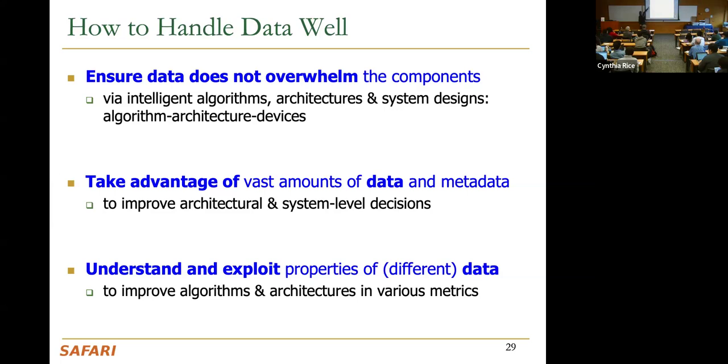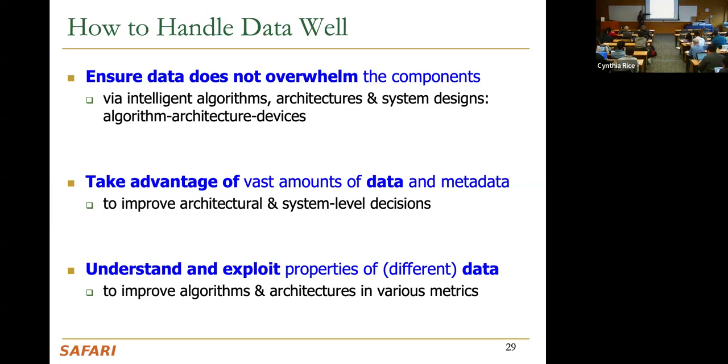Essentially, we need to ensure data doesn't overwhelm the components. So we really need to rethink the entire system we design. These two other things are also important. I will very briefly mention, we need to have more intelligent architectures that can basically evolve and make better decisions over time. So use machine learning inside the hardware itself so that you can make better decisions. This is fascinating. We have some work in the area. I'm not going to talk about that.